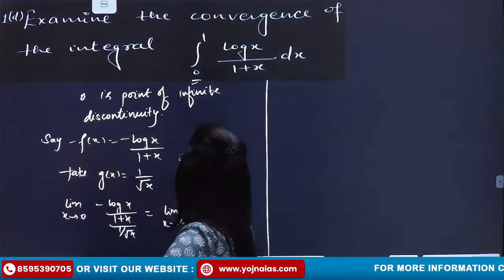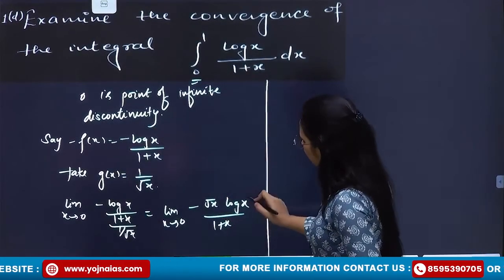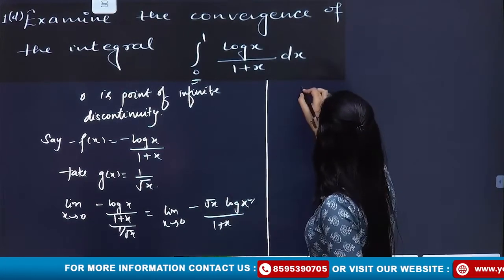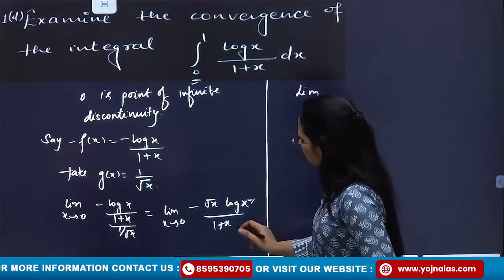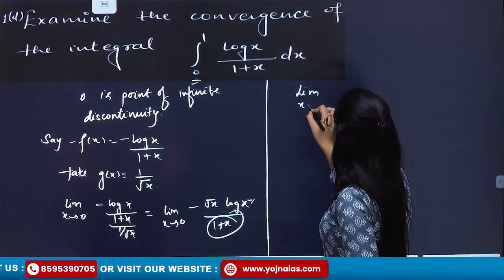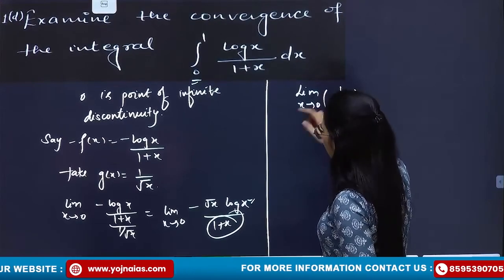Infinity is one of the indeterminate forms. So we will try to make this either 0 by 0 or infinity by infinity. The other portion is finite, so we don't need to change this. So we will take the limit as x approaches 1 over 1, and separate the remaining part.